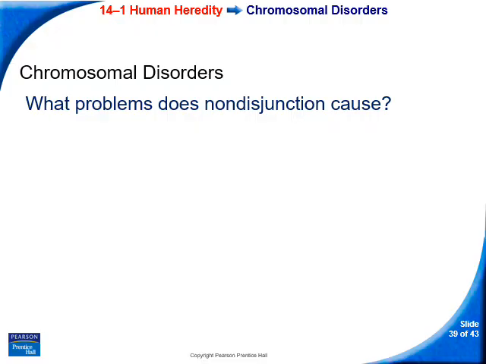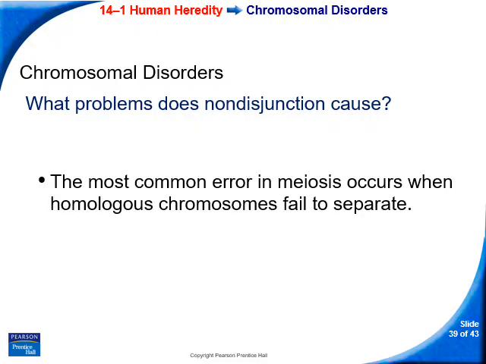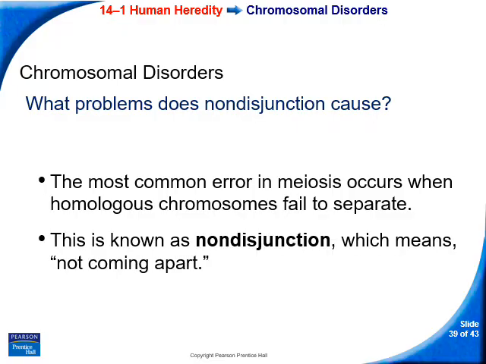I have the notion that you are going to deeply engage in learning this when you get into the reproductive system, when you study oogenesis and spermatogenesis. However, I'm going to give you a little bit of what non-disjunction means. This is the most common error in meiosis that occurs when homologous chromosomes fail to separate. It is known as non-disjunction, which means they are not coming apart.